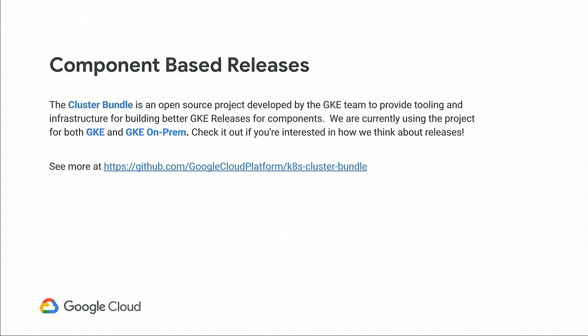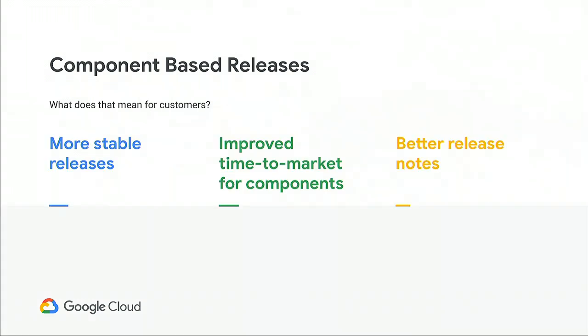Cool. So this is something I'm very passionate about. One of the things that I've been working on is the release. And as part of release channels, we want more granular releases, at least internally. And we've been making a lot of new tooling and infrastructure. Some of that's provided in this new open source repository we created called the Cluster Bundle. So if you're curious how we think about releasing components, definitely check it out. What is that going to mean for customers? You won't see it directly, but you'll see it in the form of more stable releases, improved time to market, and better release notes.